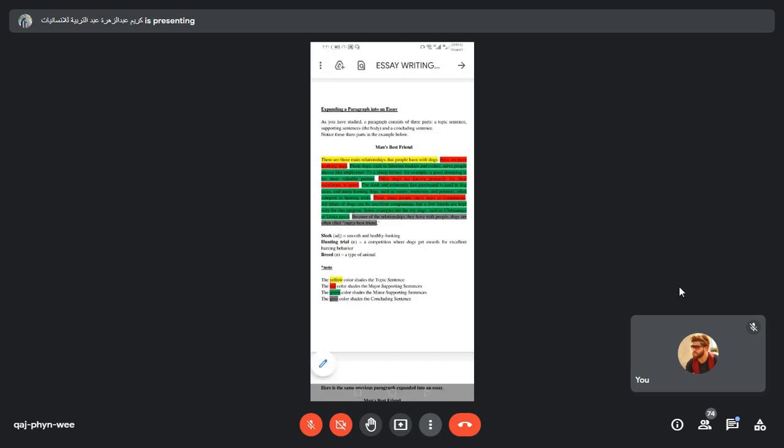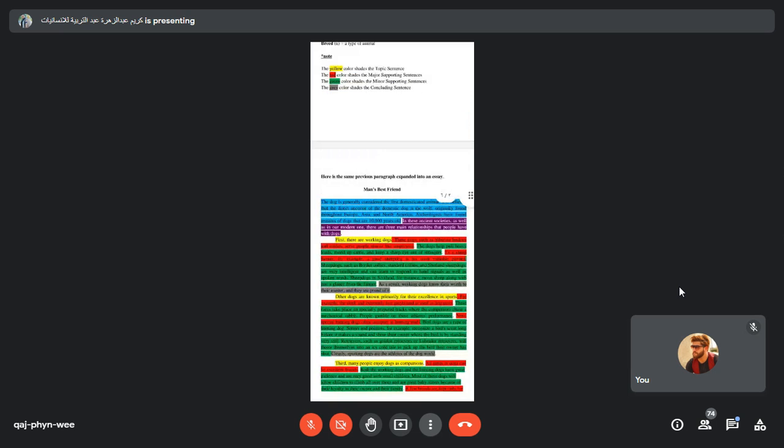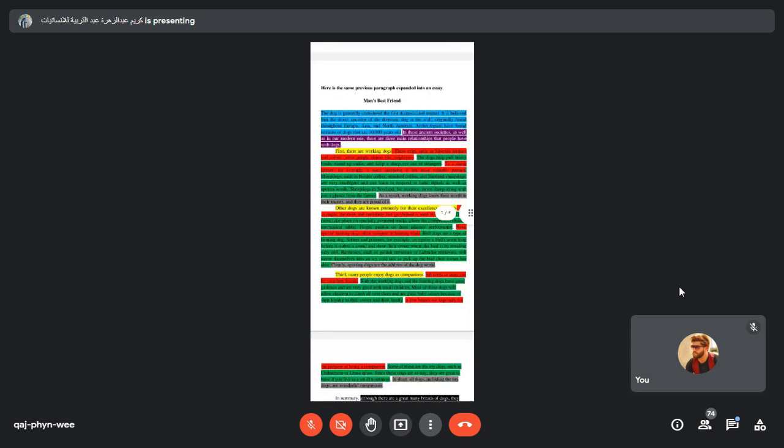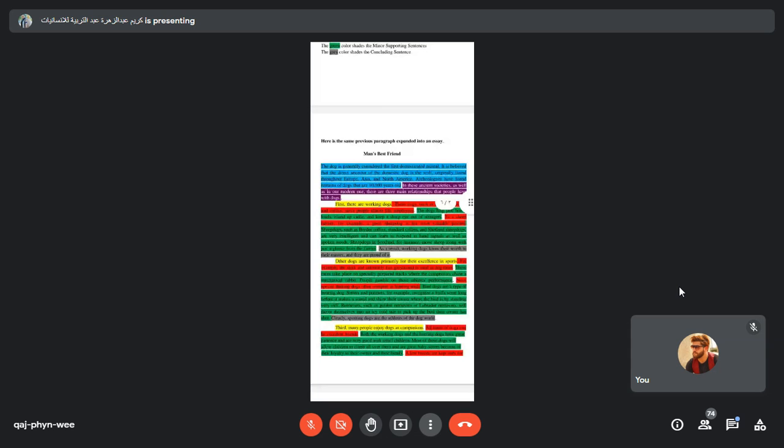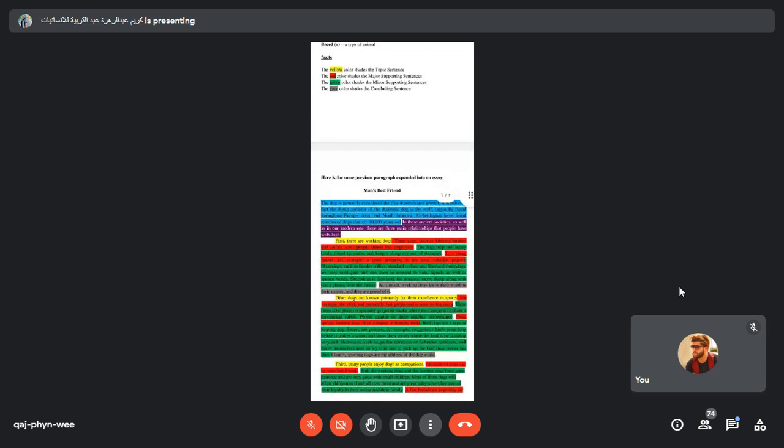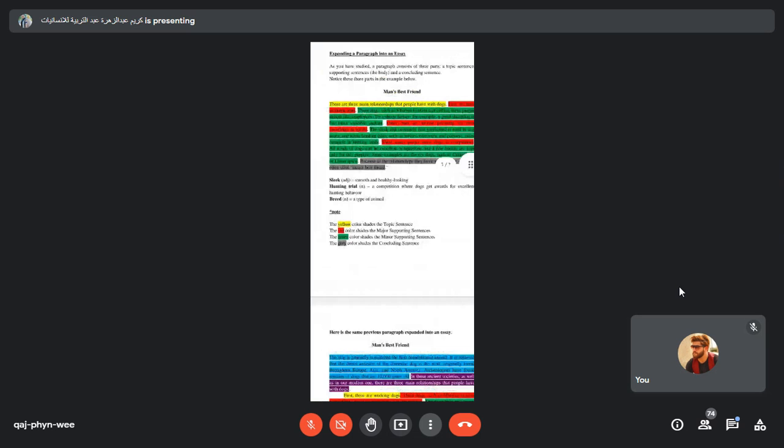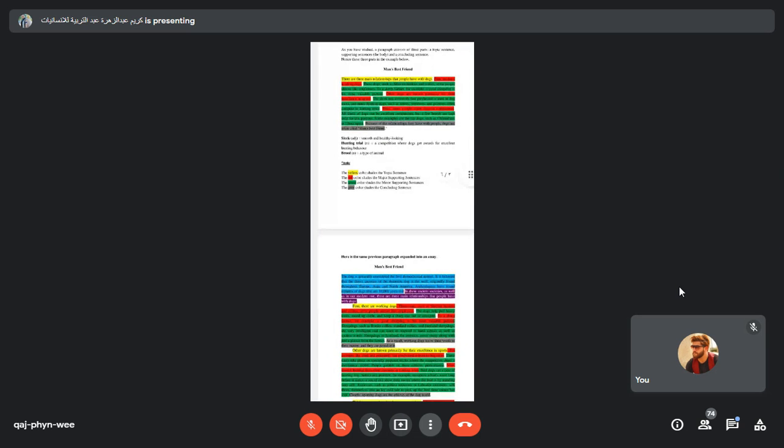Now, here is the same previous paragraph expanded to an essay. Okay, so I am going to read the first paragraph and make some comments. Then I'm going to choose some of you to read the others. Okay, the same paragraph. What did we say here in the paragraph? There are three main relationships people have with dogs.